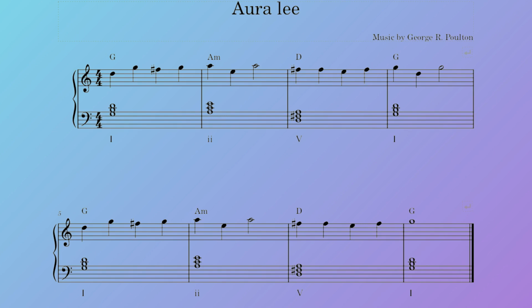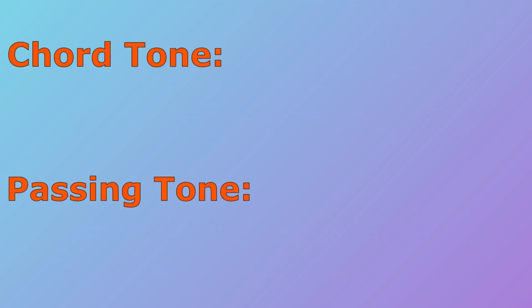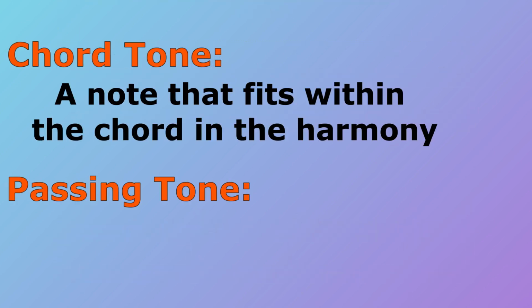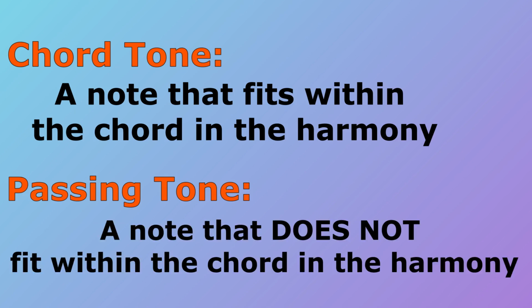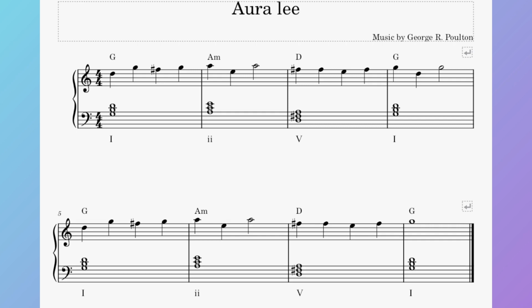We have two words to define, chord tones and passing tones. Chord tones are tones that fit into the harmony of the song, and passing tones are notes that do not. Passing tones will often take you between chord tones, thus why they are called passing tones. The first step to identifying chord tones is to know what chords are in the song. For this song, I have provided both the Roman numerals and the chord names.